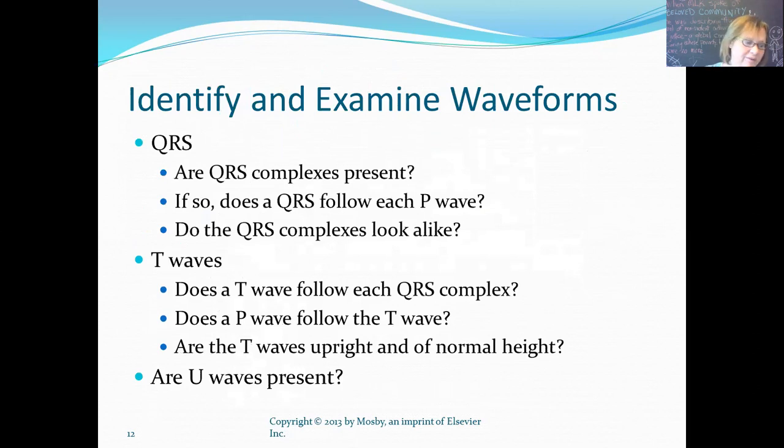And are there U waves present? And a U wave is going to follow the T wave or be buried in the T wave. And so we watch for a U wave, and if there is one, we note the height of the U wave, and if it's positive, so is it upward, or is it negative, downward?